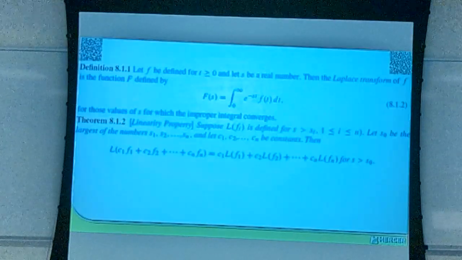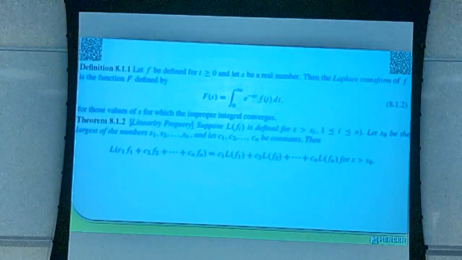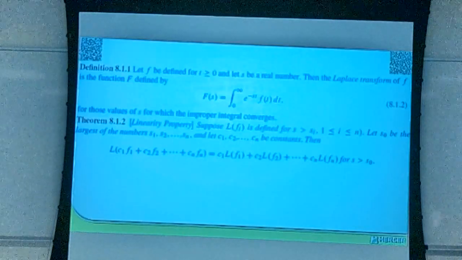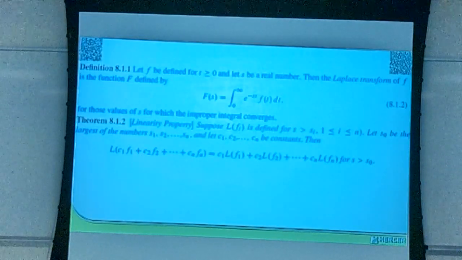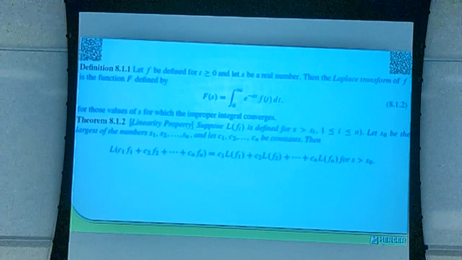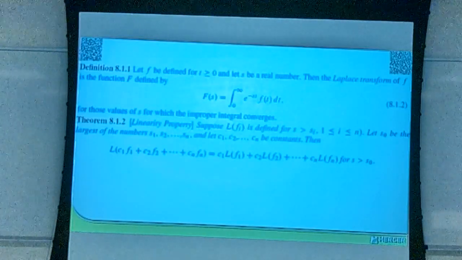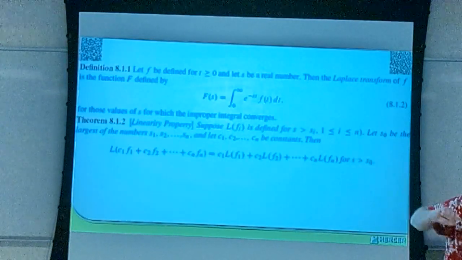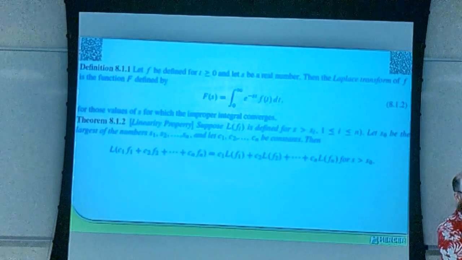There's your definition of the Laplace transform. So you want to find the Laplace transform of a function f of t. It's big F of s, which is the integral from 0 to infinity, e to the negative st times f of t dt. Now let's test your knowledge. What's that integral called? What type of integral is that?